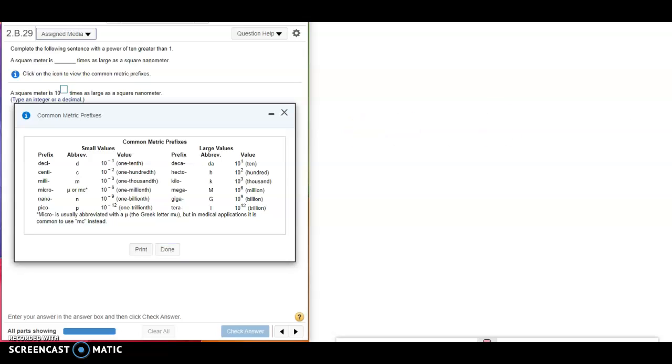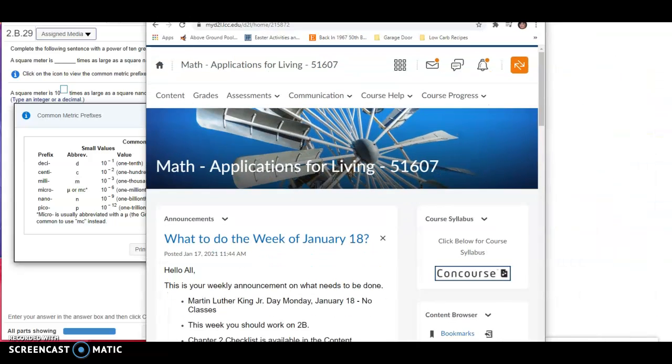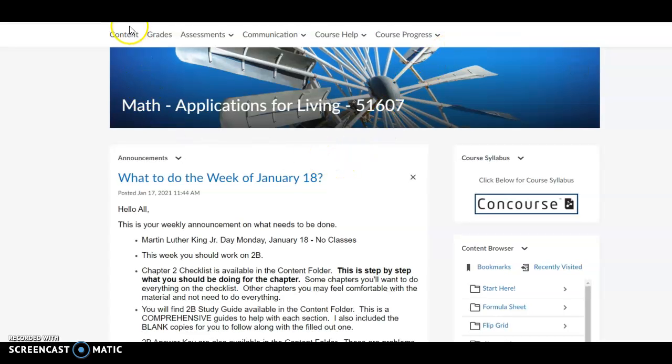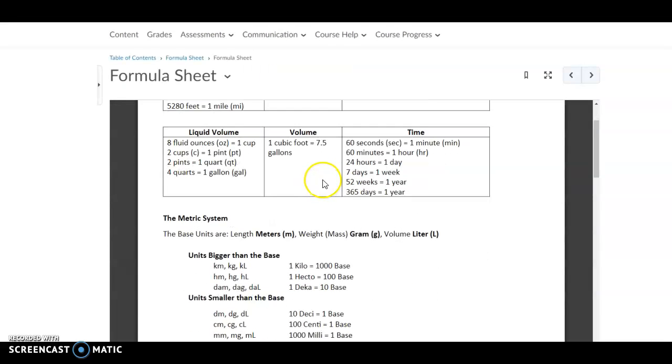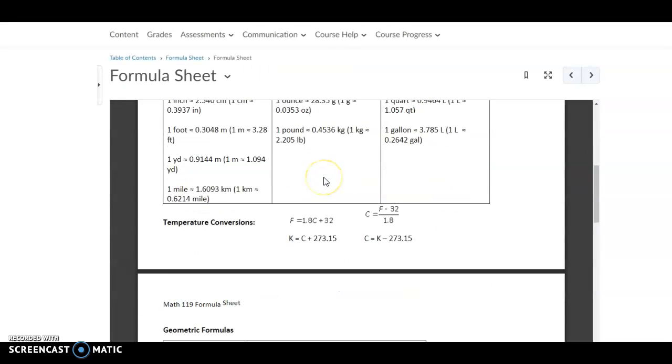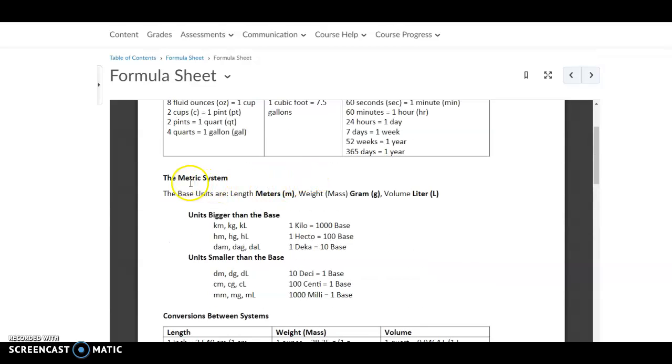Also, if you go to our D2L page, I'm going to pull that up right now. If you click on content, on the left-hand side, you'll see one of these is called Formula Sheet. So if you open up Formula Sheet, you will see a formula sheet. This is for the whole semester. So the one that we're talking about right here is the metric system.